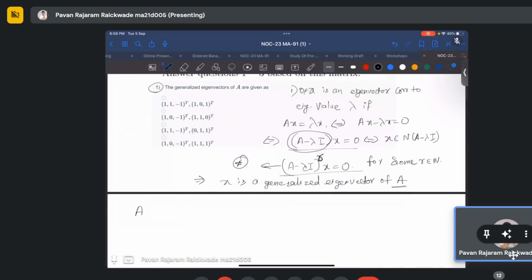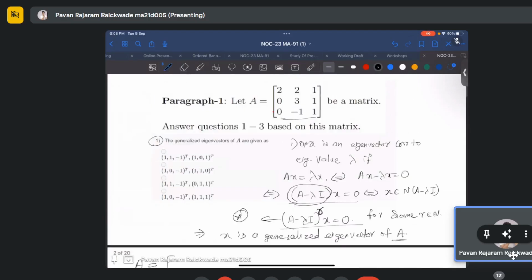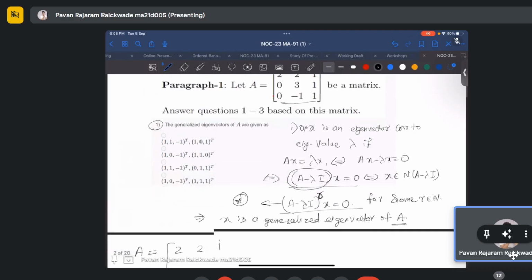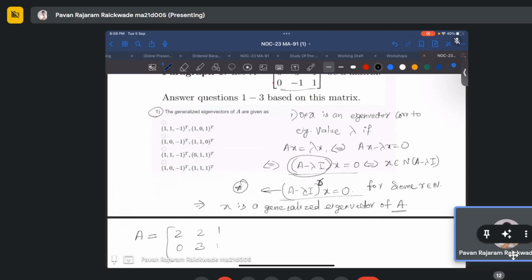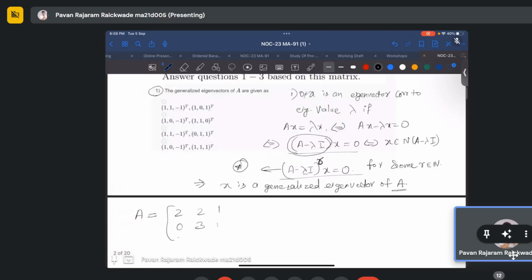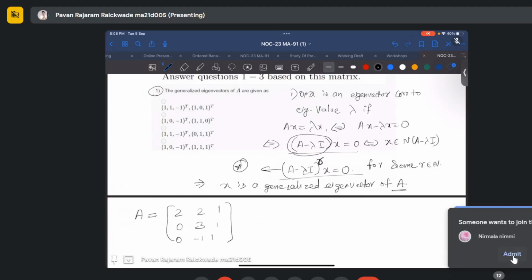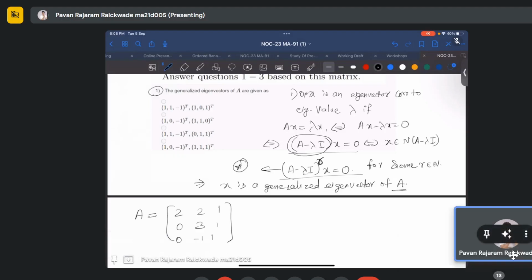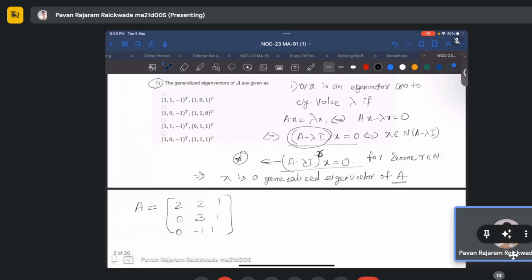Okay, we have A as 2, 2, 1; 0, 3, 1; 0, minus 1, 1. In order to find generalized eigenvectors, the first step is to find eigenvalues, right? Only after finding eigenvalues can you find the eigenvectors. So what can be the eigenvalue?